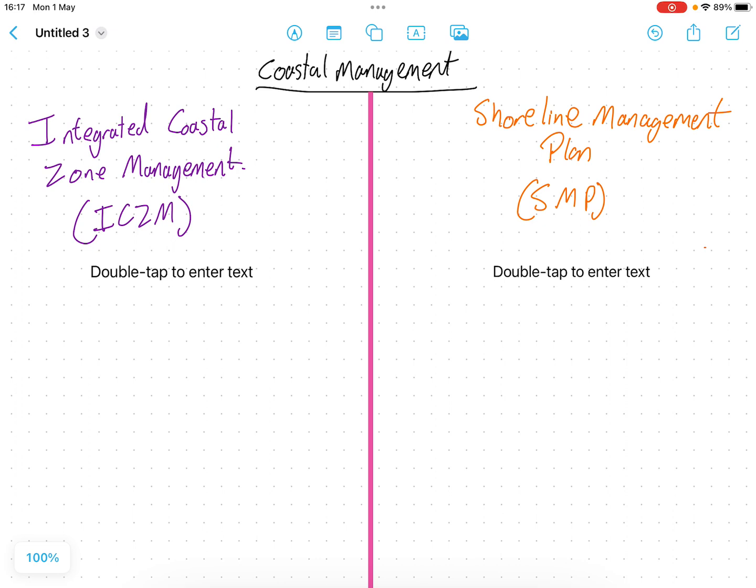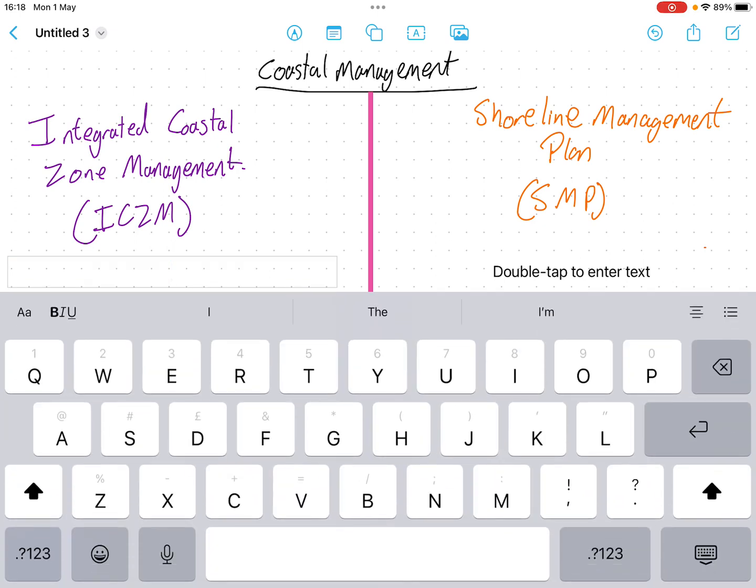We could use the ICZM, the Integrated Coastal Zone Management, or Shoreline Management Plans, SMPs, and you'll often see both being used together. For example, in the UK, we have an ICZM that is split into separate SMPs to make sure that we protect the coastline as a whole and to the best of our ability. Let's start looking at the ICZM.